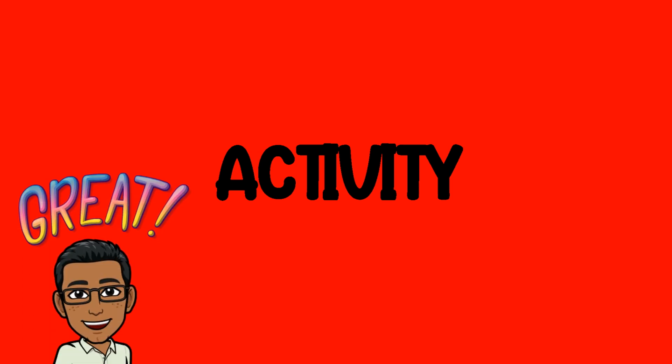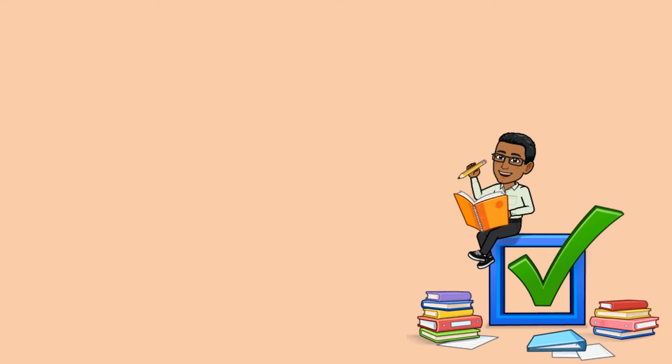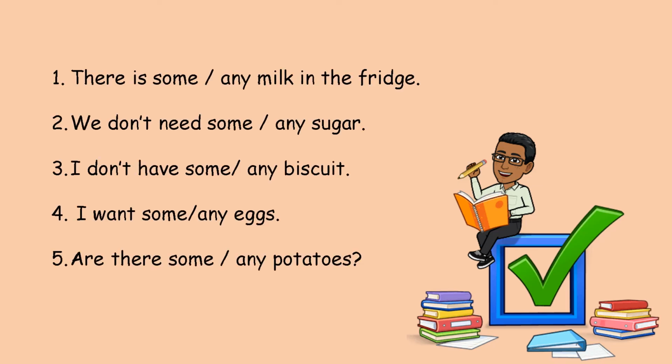Okay, and now let's try an activity for some and any. Let's complete these 5 sentences. This is very easy. Let's start with number 1. There is some or any milk in the fridge. Remember, boys and girls, we use some for affirmative sentences, and for questions and negative sentences, we use any.